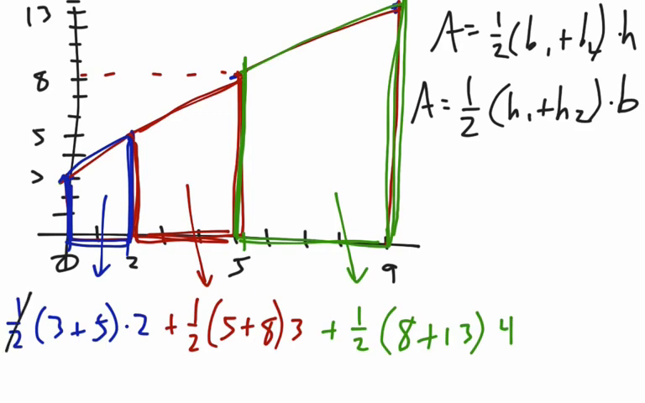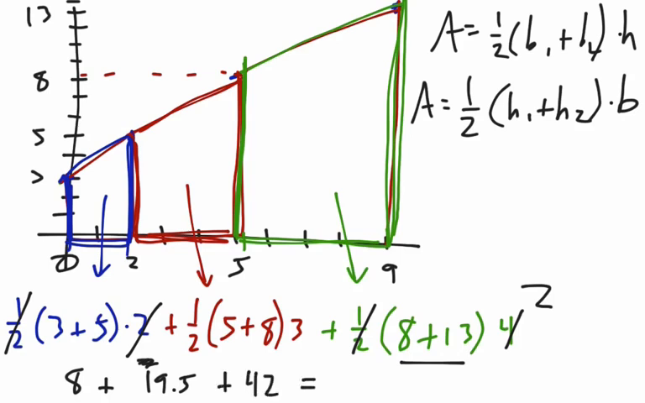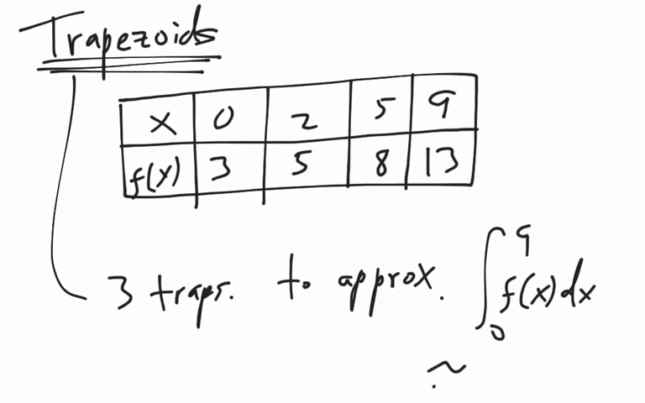So we have these 1/2s will cancel, the 1/2 and the 2 will cancel. 1/2 times 4 is 2, and then we'll see. So 3 plus 5 is 8. Here we have 13 times 3, which is 39 over 2. And 39 over 2 is, what, 19.5? And then the last one we'll have 21 times 2, which is 42. And so our final answer will be 69.5 units squared.